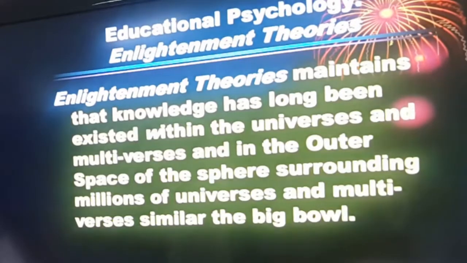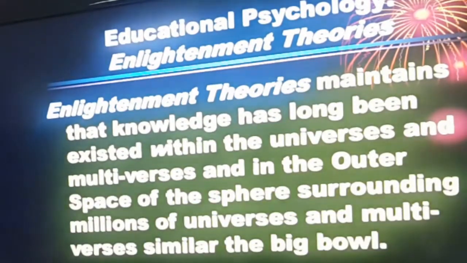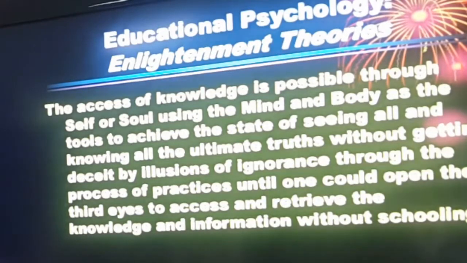Enlightenment theory is the theory that you get access to knowledge through yourself or your soul, using the mind and body as the tools to achieve the state of seeing all and knowing all, the ultimate truth, without being deceived by illusions or ignorance, through the process of practice until you could open the third eye to access and retrieve knowledge and information without schooling. That means you know without being told.